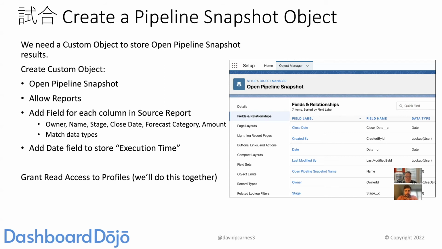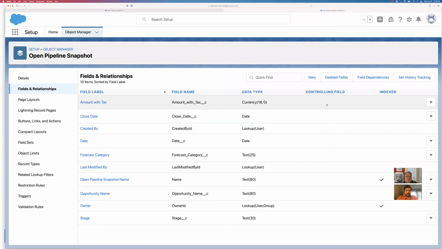So I'm going to show on my screen what I had built out. So I have a custom object here called Open Pipeline Snapshot. You can always find this object, and if you needed to add a field later, you could do that. You could add another column to your source report. You could come back here. The way to find this would be to go under the gear, choose Setup, select Object Manager, and then look for your object. Once you've selected the object, you can select fields and relationships, and you can see.